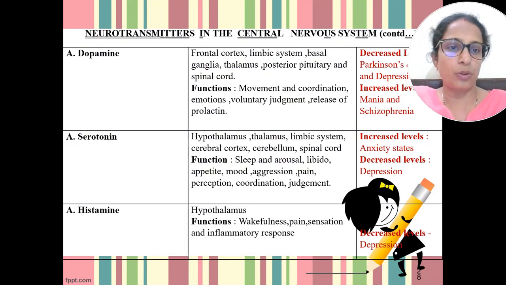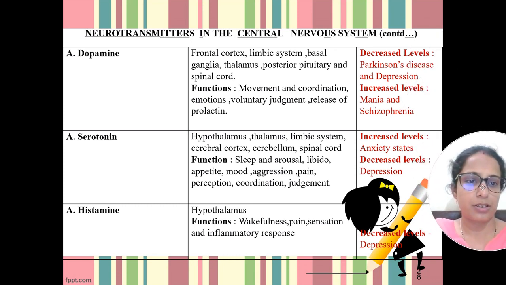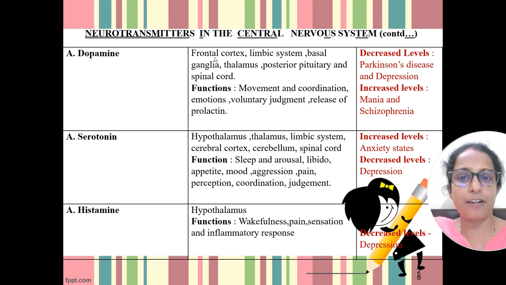Next we are moving to dopamine. Dopamine is present in the frontal cortex, limbic area, basal ganglia, thalamus, pituitary area, posterior pituitary and spinal cord. So what are the functions of dopamine? It is basically responsible for the maintenance of movement and coordination, emotion, voluntary judgment, and release of prolactin.